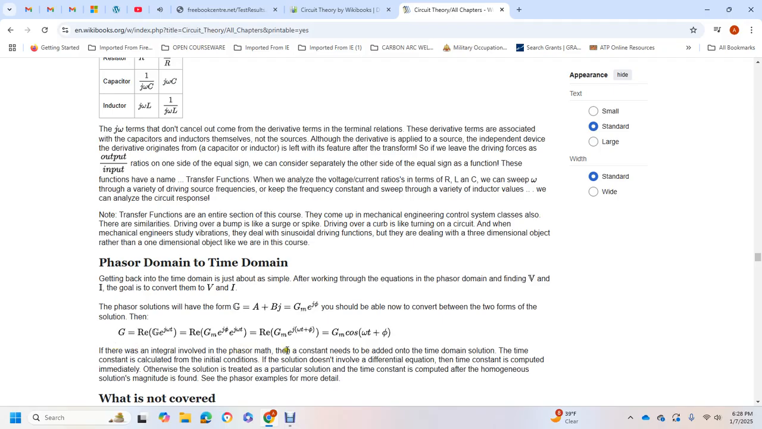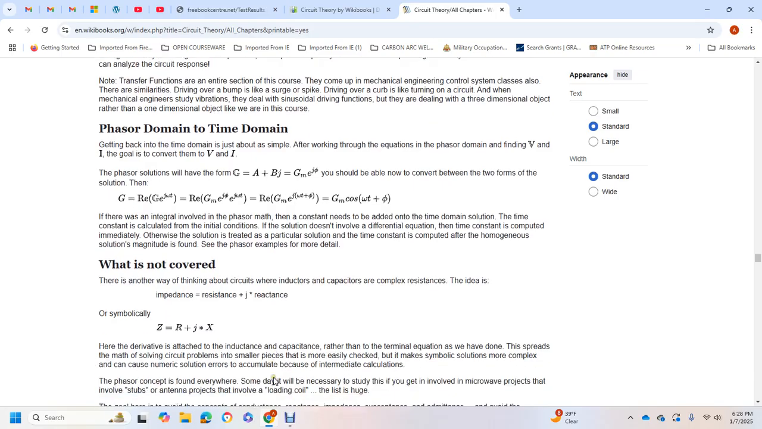If the integral is involved with the phasor math, you need to add to the time domain solution the constant calculated with the initial condition. The solution can be involved with the differential equation time to compute immediately. Otherwise, some solution treated as a particular solution can be computed with the homogeneous solution. Magnitude is found with some of the phasors, an example in more detail.